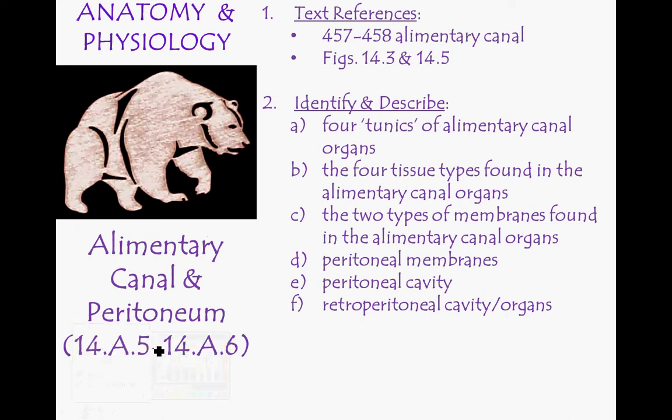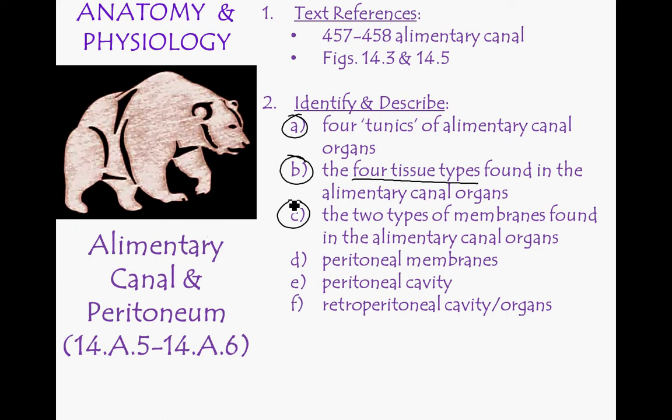By the end of this, you should be able to identify and describe the four tunics of the alimentary canal organs. All the organs have about the same basic structure, with some modifications, of course, for different functions. Also, be able to identify the four tissue types found in the alimentary canal organs. We'll come back to where we started at the beginning of the year, where we'll be able to see all four tissue types in these organs.